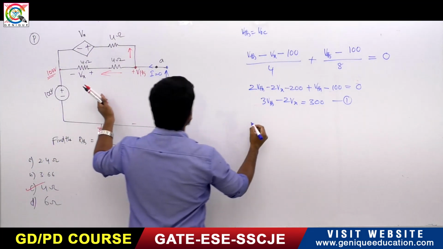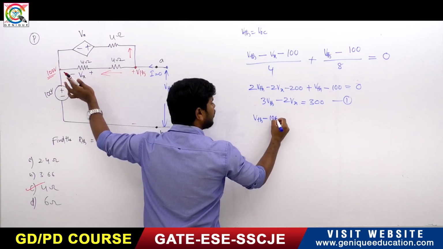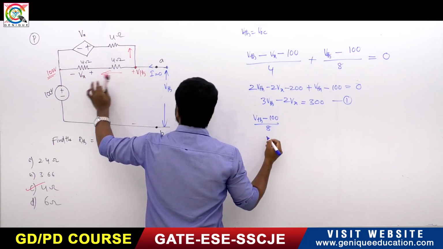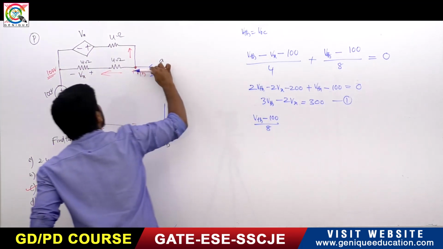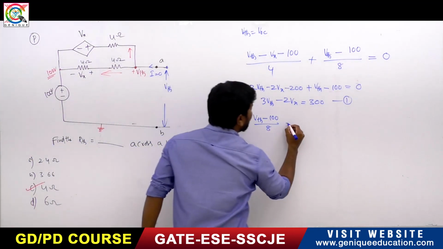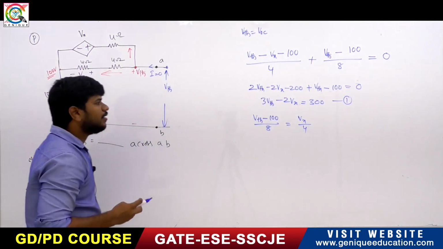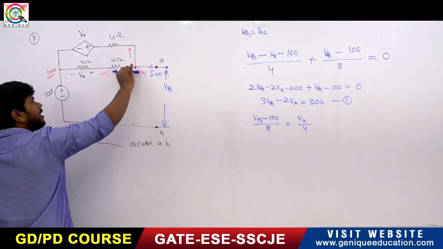This current is equal to (VTH minus 100) divided by 8. This is this current, right? This current is this one. But what is this current? That current is equal to Vx divided by 4. Right or not? So this current, I am taking this current.